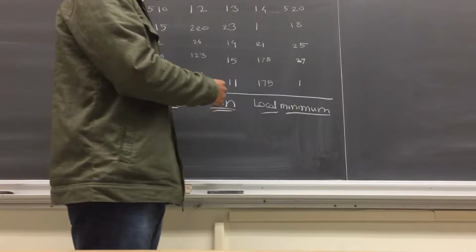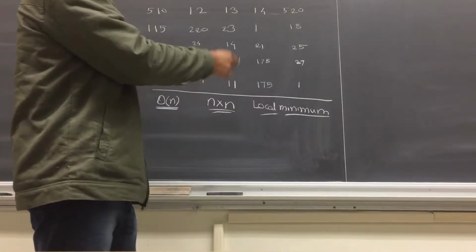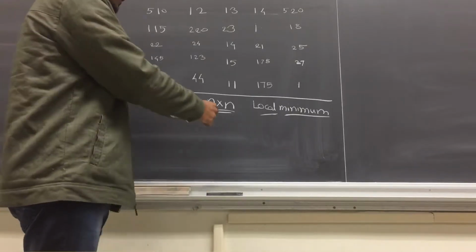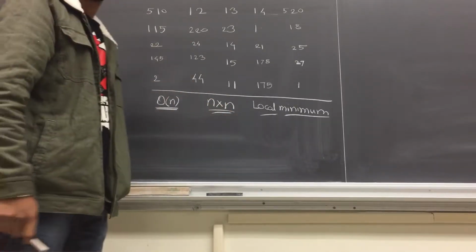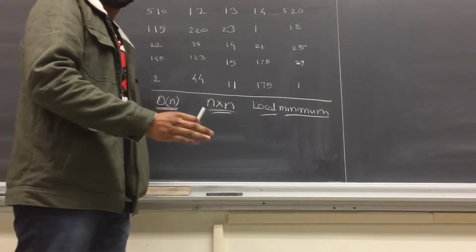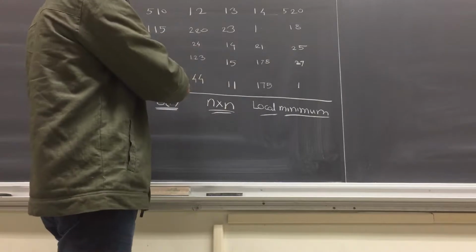Okay guys, so today's problem is to find the local minimum element from the matrix. The matrix is of n by n size. We have to find the local minimum element from this matrix. So basically the local minimum element is the element with less weight than its neighbors.